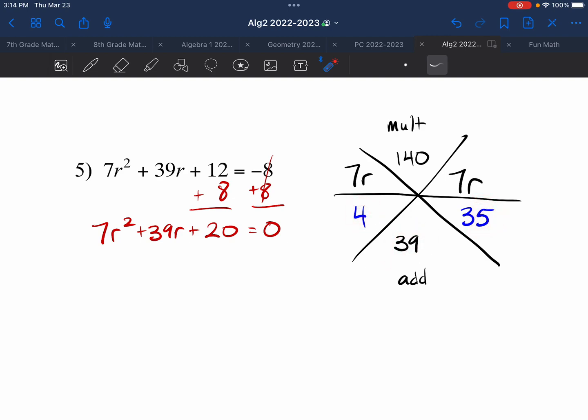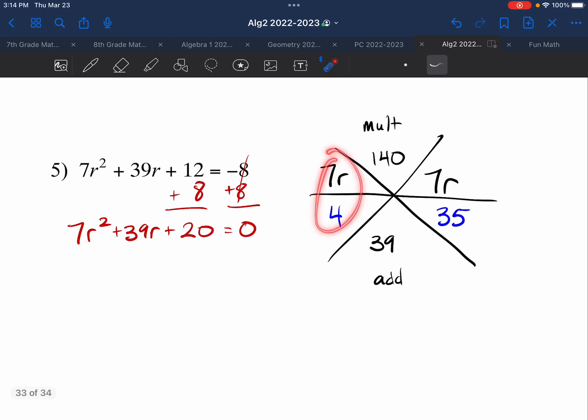So from here, I'm going to reduce this fraction. This fraction is 7r over 4, which, I mean, they're coprime. 7 and 4, I can't reduce that any. But 7 and 35, I can reduce. I can reduce this by dividing both the numerator and the denominator by 7. So when I do that, I'm going to get r over 5.